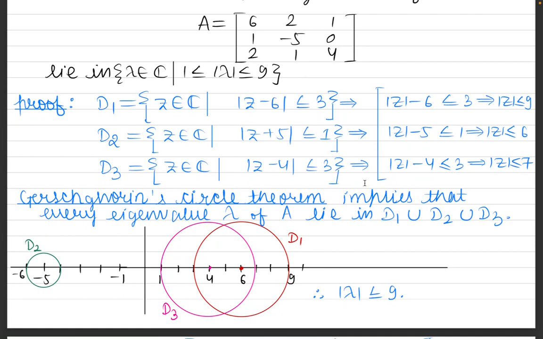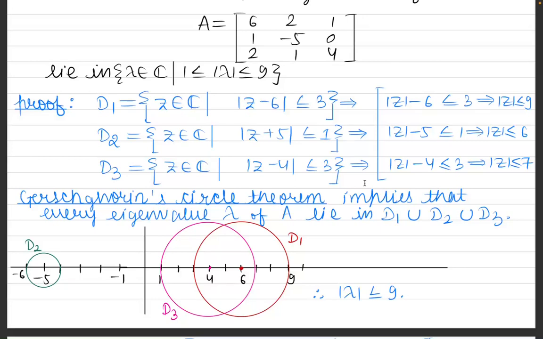So the Gershgorin circle theorem implies that every eigenvalue lambda of A lies in D1 union D2 union D3. Now let us see what D1 is.